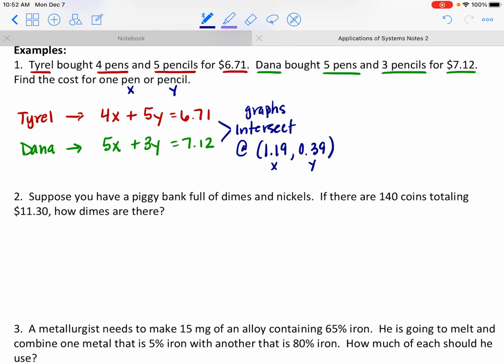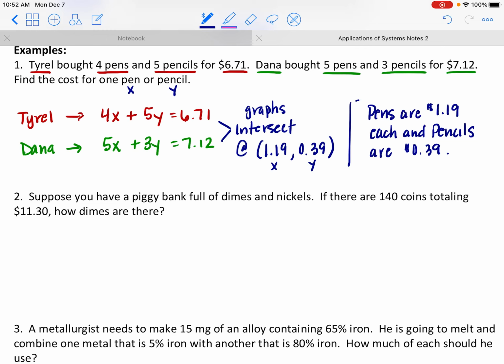So pens are $1.19 each, and pencils are 39 cents each. And there it is. Okay? And that's a reasonable answer.